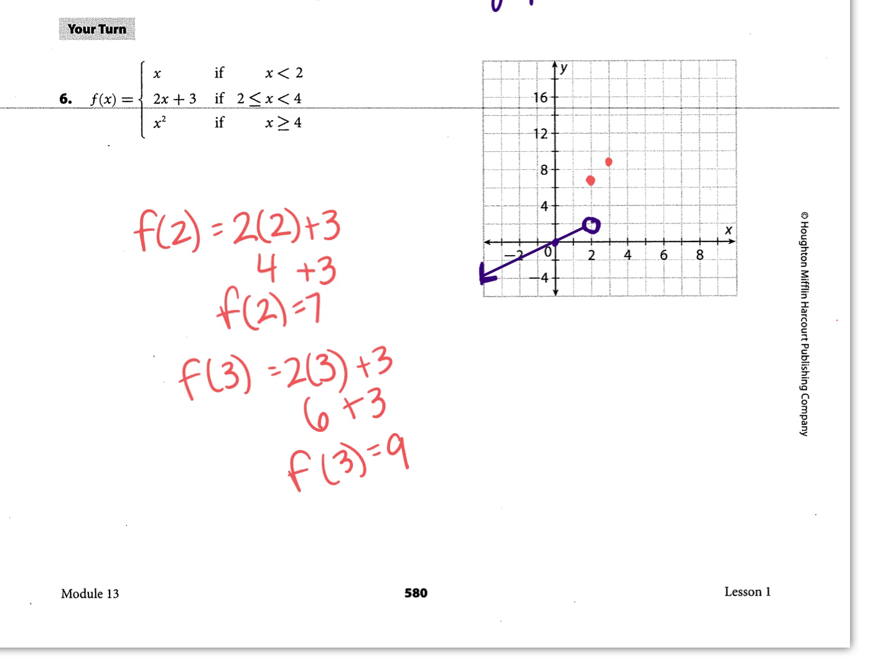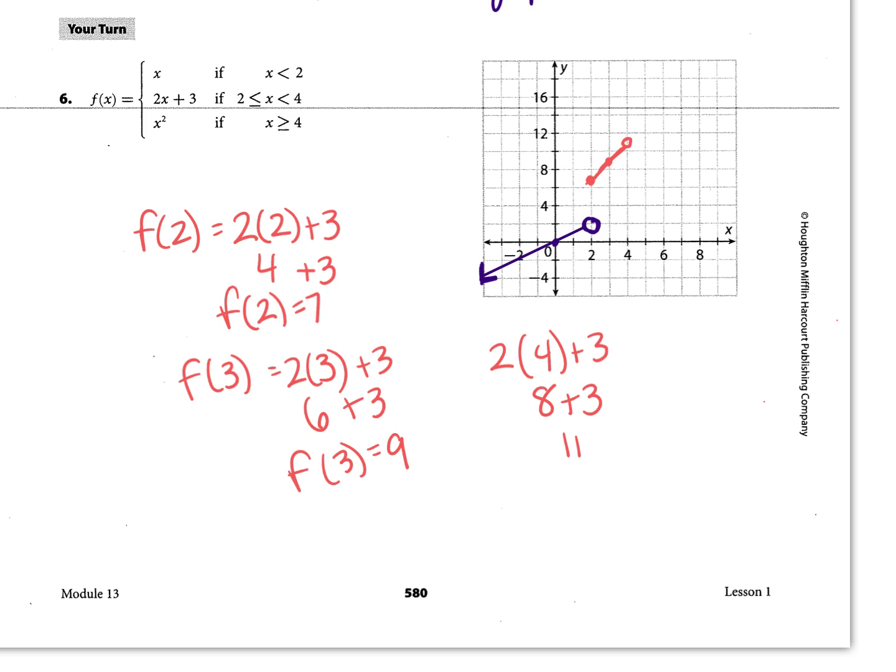And we also need to look at what happens at 4, but we're not going to say f of 4 because that would actually be plugged into that third rule. So we're just going to use like a scratch section on the side of our paper to figure out what it would go to for 2 times 4 plus 3. That would give us 8 plus 3, which is 11. So we're going to go 4, 11, but we're going to leave that one as an open circle. So that is that second chunk.